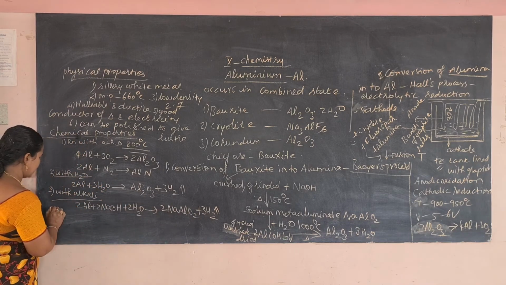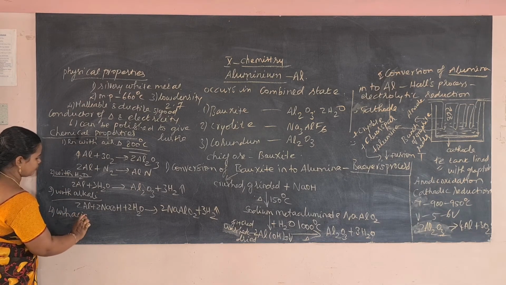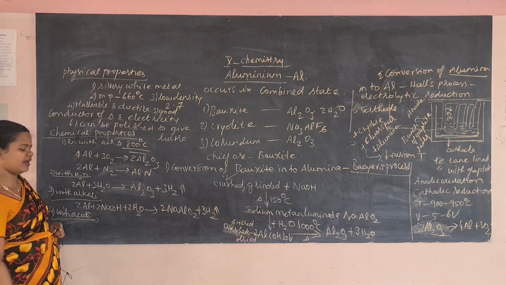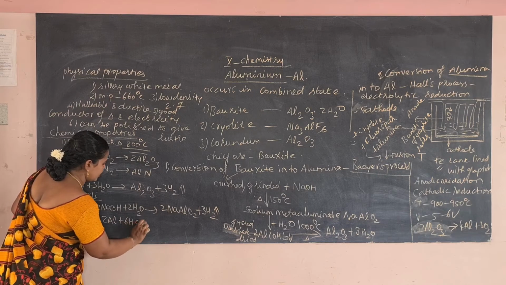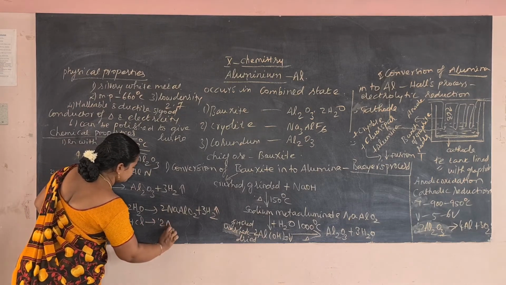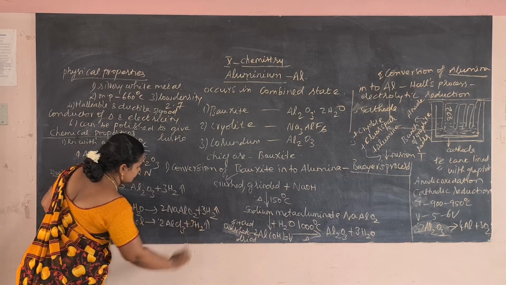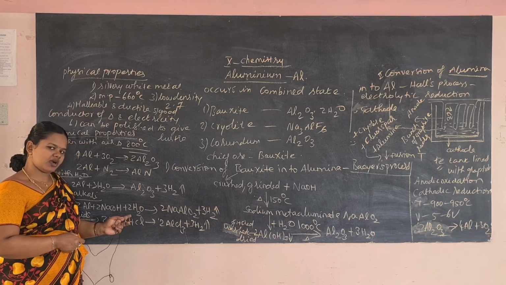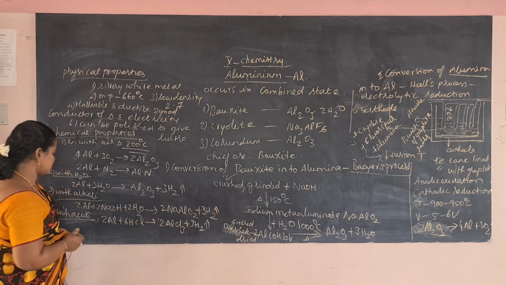Then with acids, with dilute and concentrated HCl, it forms aluminium chloride. Aluminium chloride plus hydrogen gas is liberated. So with aluminium, either it is dilute or concentrated hydrochloric acid, it forms aluminium chloride plus hydrogen gas is liberated.